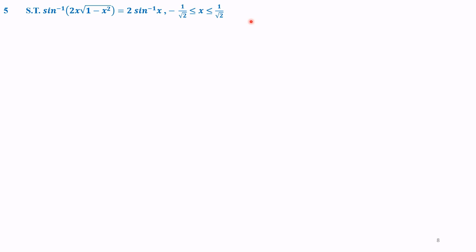Let us take example number 5. Show that sine inverse of 2x into square root of 1 minus x square is equal to 2 sine inverse x, where x lies between minus 1 by root 2 less than or equal to x less than or equal to 1 by root 2.